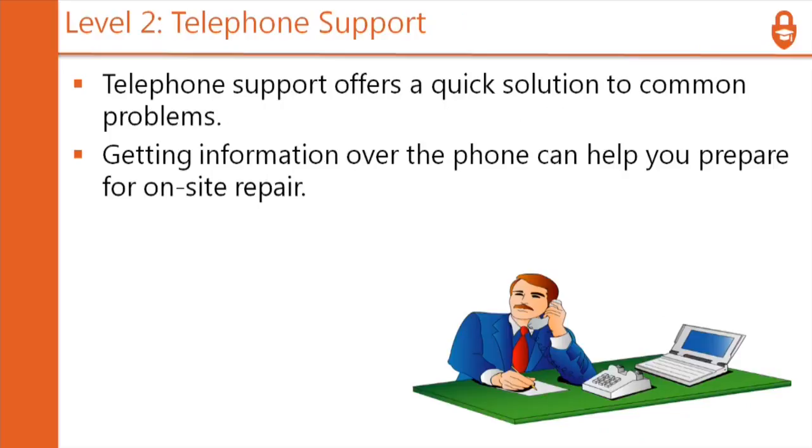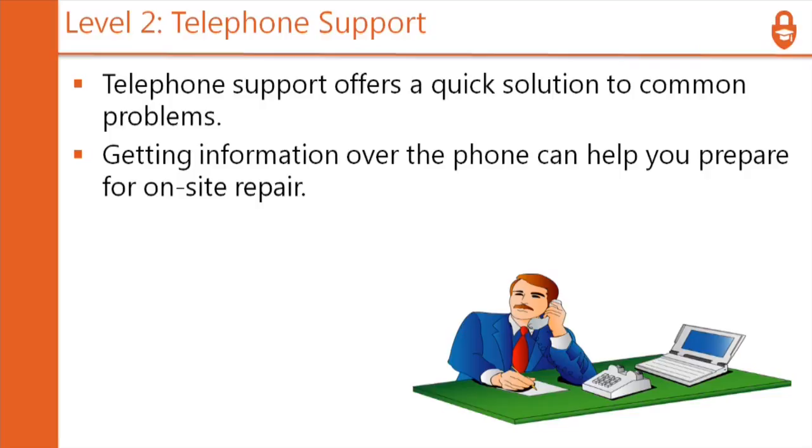Level 2 telephone support. Telephone support offers quick solutions to common problems. They have a book that they go through. If they can't find it in the book, then they're going to escalate you to level 3. If they can find it in the book, they're going to try to keep you from level 3 as much as possible. So if you're a level 1 support person, you try to resolve things as best you can. If you can't figure it out, you ship them off to level 2. Level 2 will try very hard not to escalate to level 3.